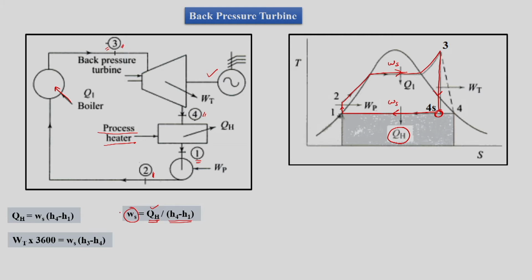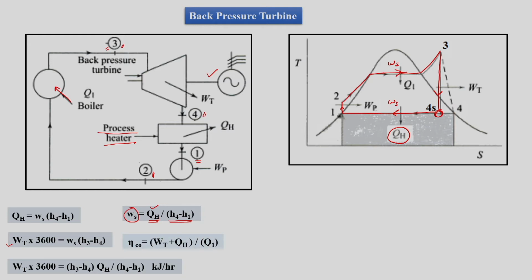But along with supply of this steam for the QH heat process, we have Wt as the turbine work output, and that is H3 minus H4 into Ws. Then we have the turbine output in terms of kilojoule per hour, where we are just replacing Ws by this formula, which is QH upon H4 minus H1.